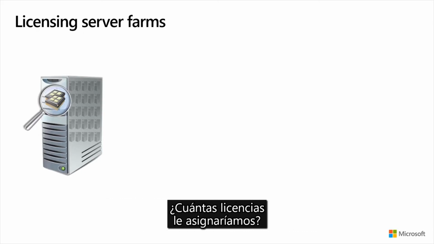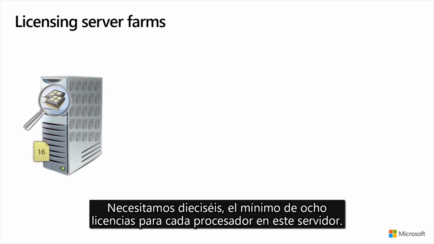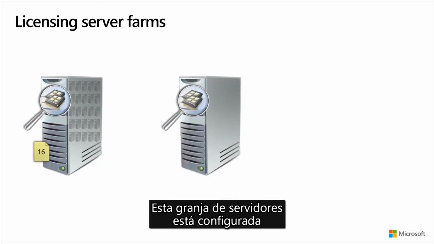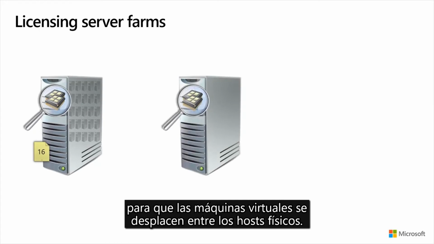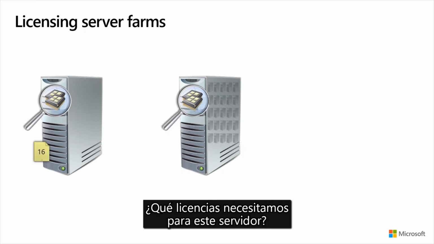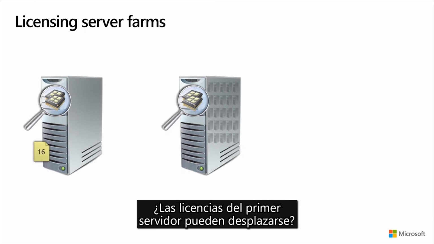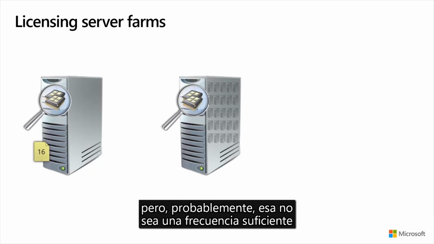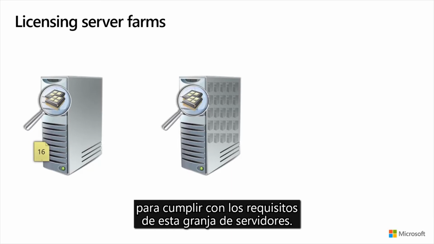How many licenses would we assign? We need 16, the minimum of 8 for each processor in this server. Let's add another identical server to the server farm here. Now, this server farm is configured so that the virtual machines can move freely between the physical hosts. So what licenses do we need for this server? Can the licenses from the first server move across? In fact, they can't. Well, strictly speaking, they could move every 90 days, but that's unlikely to be often enough to support the requirements of this server farm.